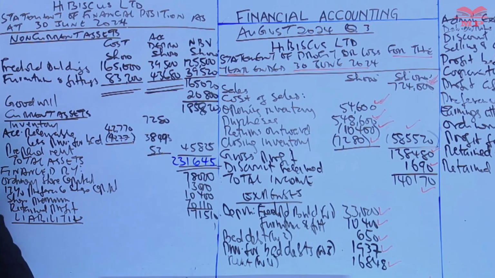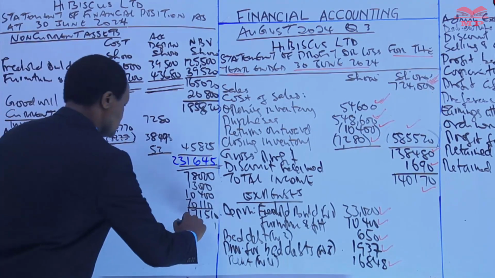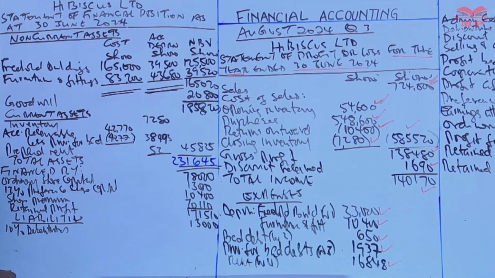Which liabilities do we have? We have long-term liabilities, 10% debentures, 13 million. Then we have the current liabilities. Let me just indicate this is long-term liability.